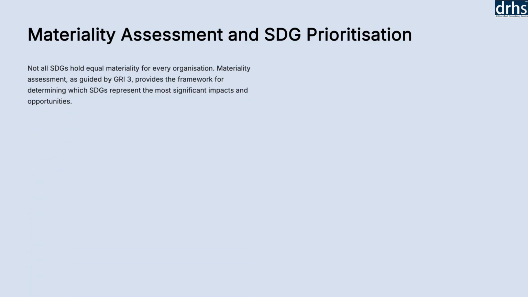Not all SDGs are equally material to every organization. Therefore, a structured materiality process, aligned with frameworks such as GRI and emerging regulations, helps organizations focus on the SDGs where they have the most significant impacts, risks, and opportunities. This approach avoids superficial SDG washing and strengthens strategic relevance, accountability, and decision usefulness.